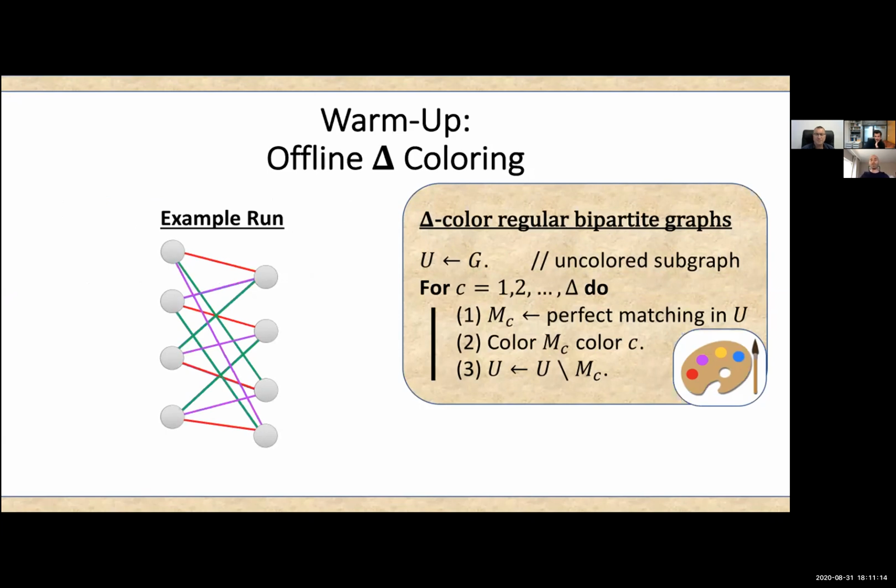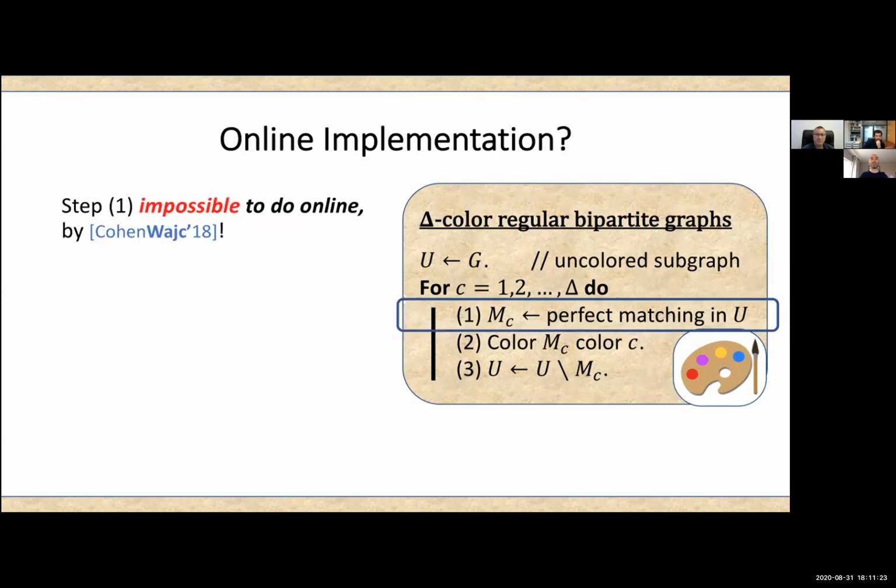Great, so natural question number 1, can we implement this algorithm in an online setting? And as it turns out, due to a result of Ilan Cohen and mine from SODA 18, implementing step number 1 is impossible to do in an online setting. It's impossible to compute a perfect matching in an online setting, even if I tell you that the graph is regular. And if you think about this for a moment, this also rules out 1 competitive edge coloring algorithms for, say, regular bipartite graphs. So, okay, let's not despair.